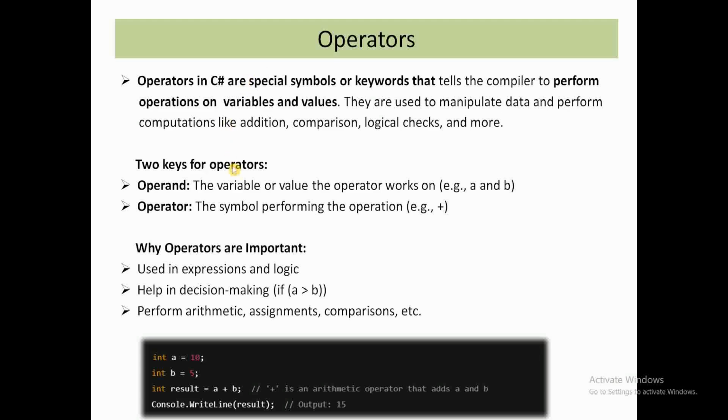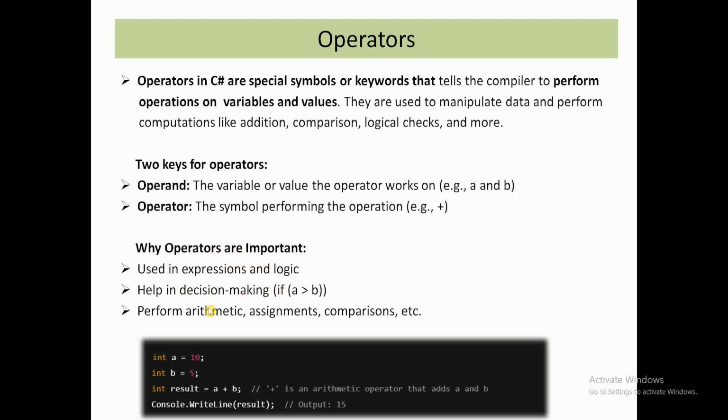And there are two key terms for operators. First one is operand and second one is operator. So what is operand and what is operator? Operand is the variable or value the operator works on. So these variables like a and b are the operands which we perform operations on. And operator is the symbol performing the operation. The symbol is the operator like plus, minus, increment, decrement, not equal to, greater than, less than. These are the operators and these are the variables, or you can say operands, on which we can perform operations.